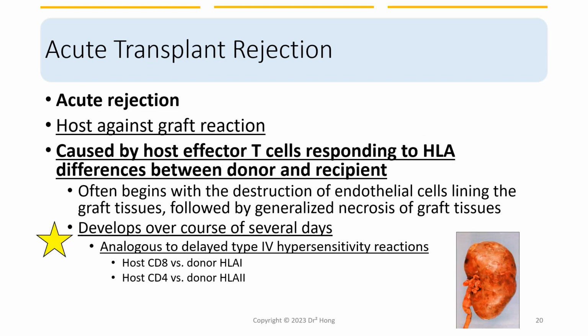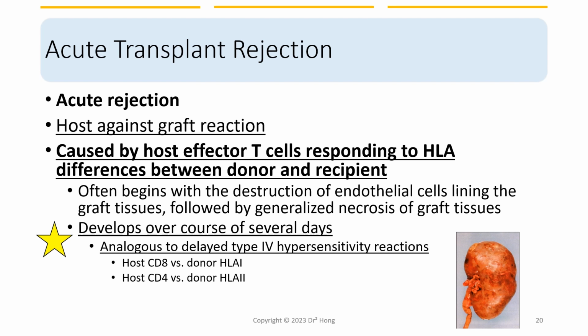Another type of rejection is called acute rejection. The name suggests it is not as fast as hyperacute rejection. This type of rejection is caused by host effector T cells responding to HLA differences between the donor and the recipient. This process begins with the destruction of the endothelial cells lining the graft tissue, followed by tissue necrosis. During necrosis, cellular content is released in an uncontrolled manner, and eventually that could also lead to organ failure and even death. Acute rejection takes several days to develop.